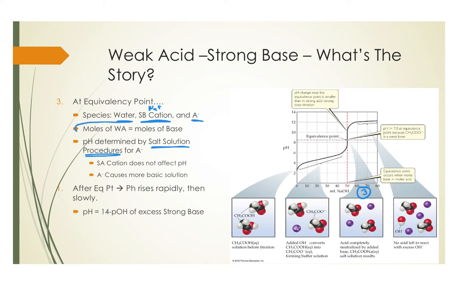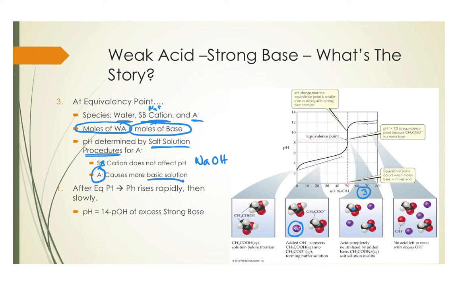The moles of our weak acid that we started out with are going to be the moles of the conjugate base that are sitting in here, in this case, the acetate ion. Okay, so the strong base cation does not affect the pH. The Na does not, because its conjugate is NaOH, which is strong, so that doesn't affect the pH. However, the conjugate base of our weak acid does cause the solution to become more basic.